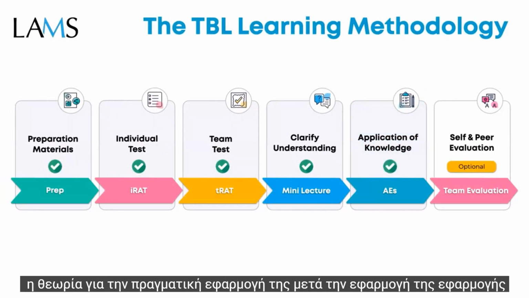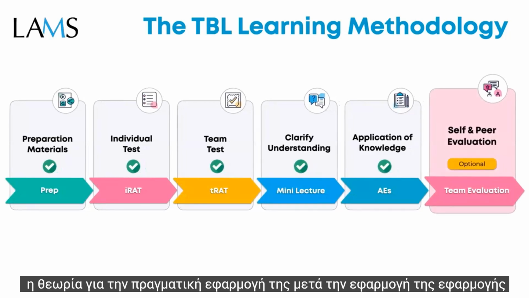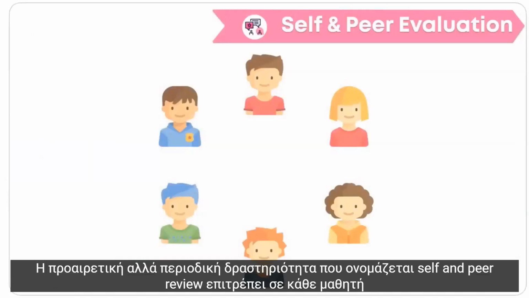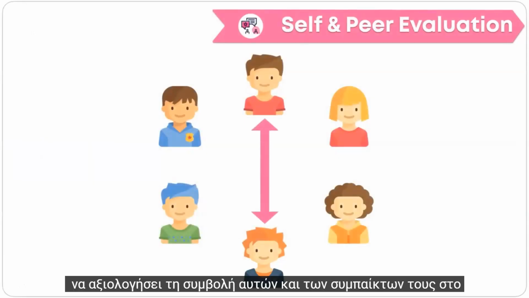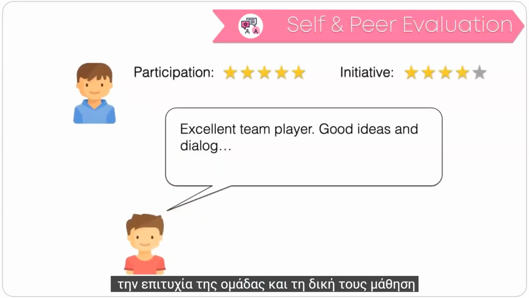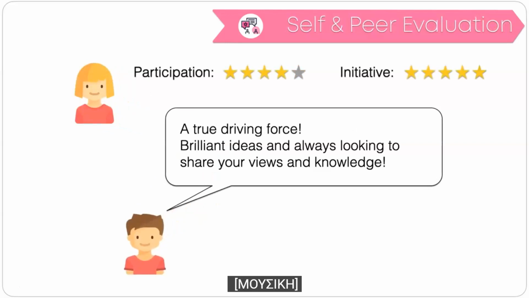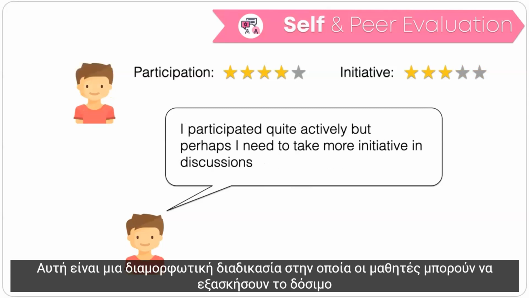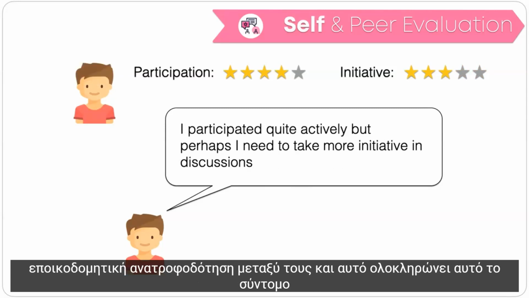to its real application. After the application exercises, an optional but periodical activity called self and peer review allows each student to assess the contributions of them and their teammates to the team's success and their own learning. This is a formative process in which students get to practice giving constructive feedback to one another.